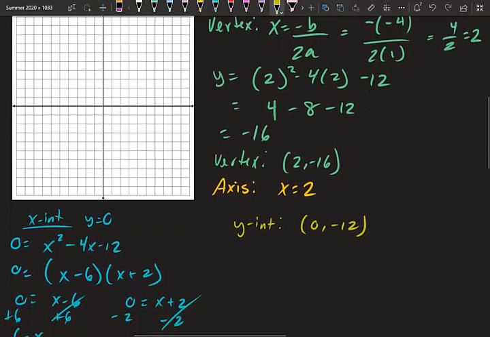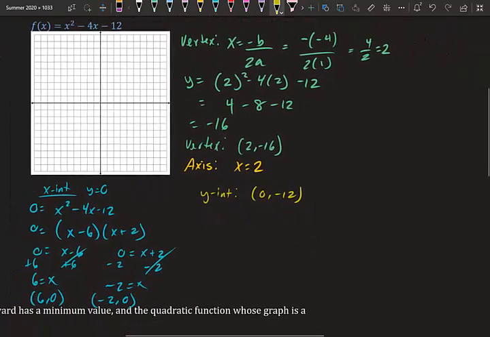All right, we have everything we need to plot. See how much easier that one was? Right? It's because we could factor. That was just, whew, we got this. A breeze compared. All right, so let's plot our points.